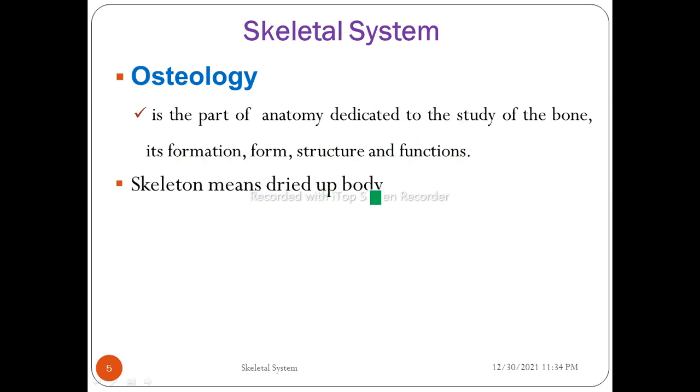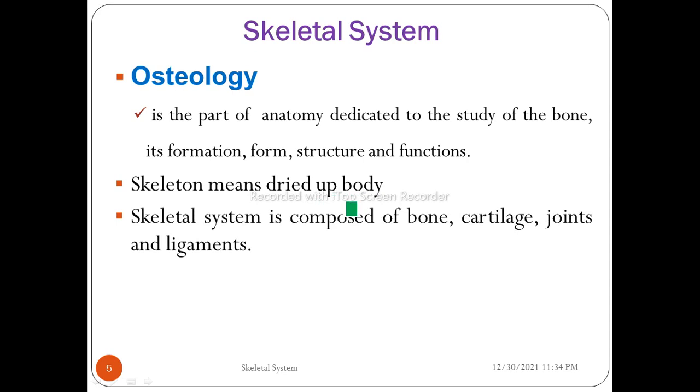Skeletal means dried body, which is almost solid, and the skeletal system is composed of bone, cartilage, joints, and ligaments. Every single bone is an organ, and cartilage, joints, and ligaments are organs too, but the composition of all bone, cartilage, joints, and ligaments is considered a system. When we see these four parts, we can consider it a system. That's why we say skeletal system.